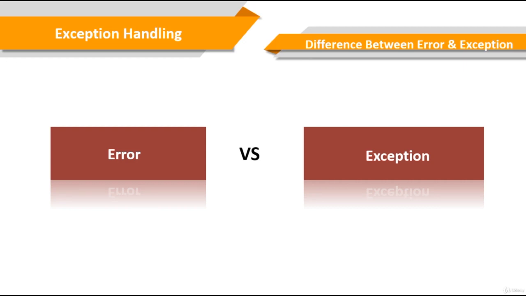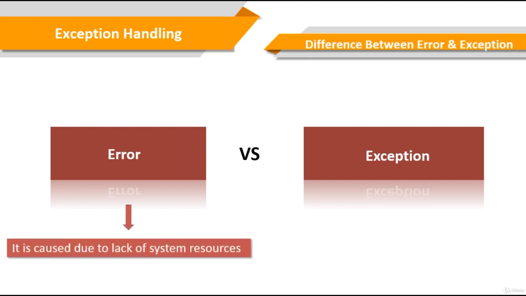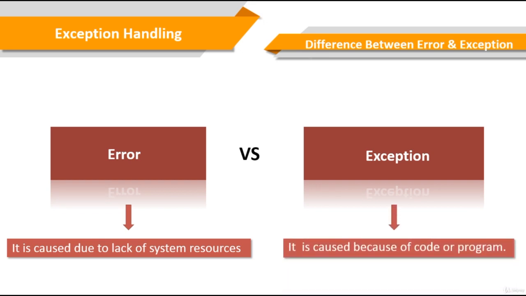The difference between error and exception. So an error is a critical condition that cannot be handled by the code of the program. An exception is the exceptional situation that can be handled by the code of the program. So the important difference between error and exception is that an error is caused due to the lack of system resources, and an exception is caused because of your code or program.